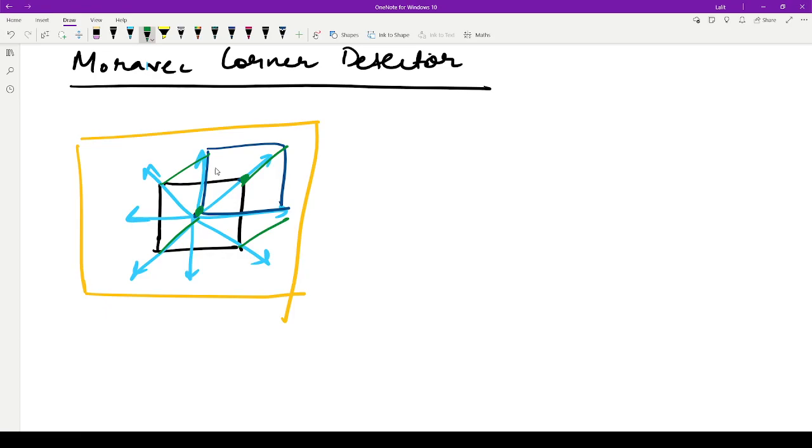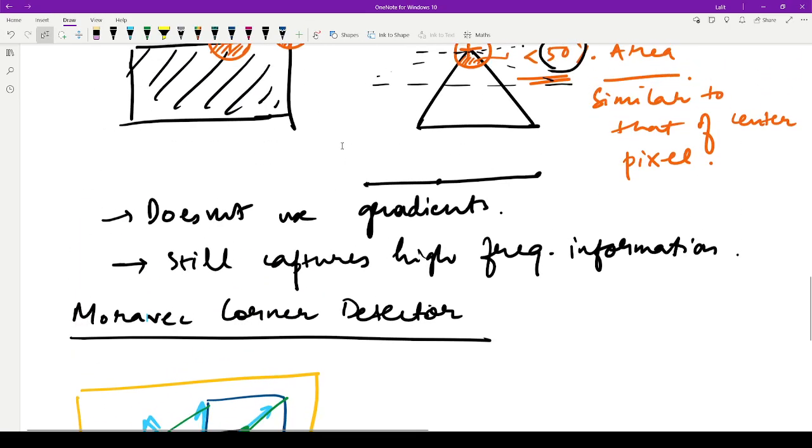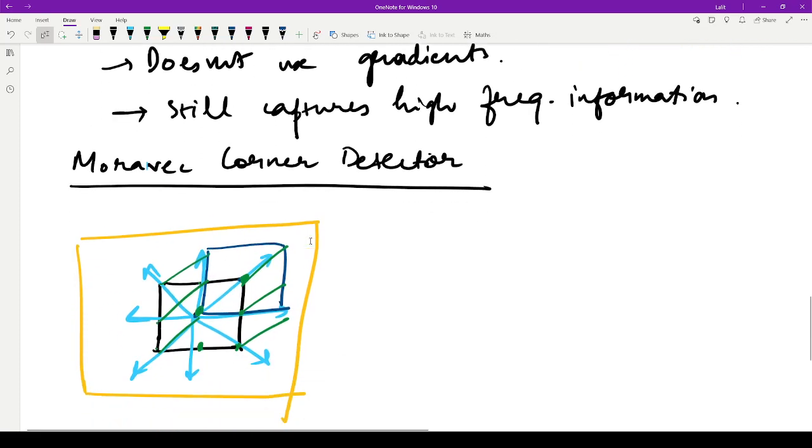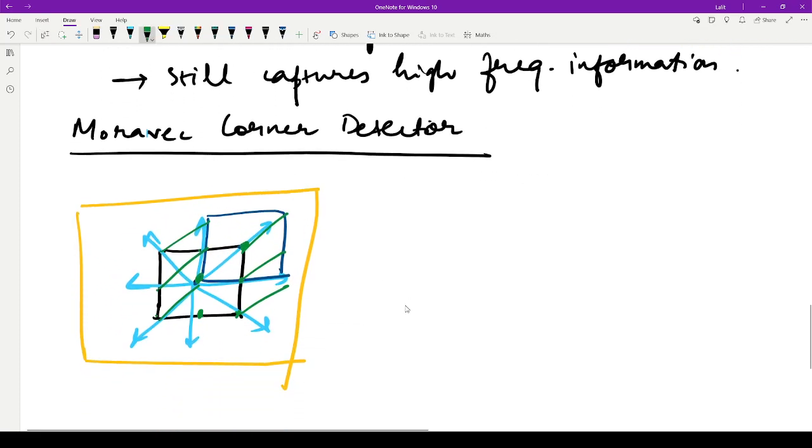Actually there are more. So 3, 4, 5, 6, 7, 8. We'll check all 9 pixel differences for a 3 cross 3 window. Intuitively, what we want to detect are high frequency parts, and a corner is a high frequency part. So whenever the difference is high, it is a corner. The difference is given by what? Summation over the whole window.